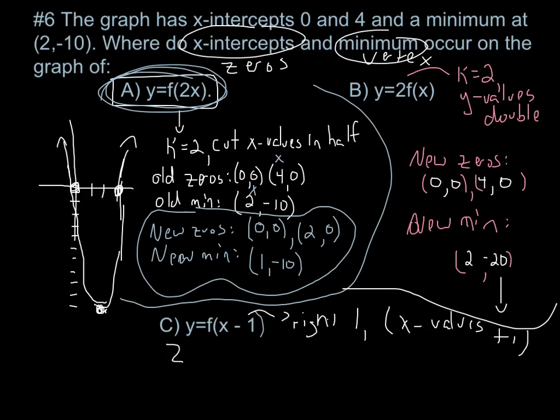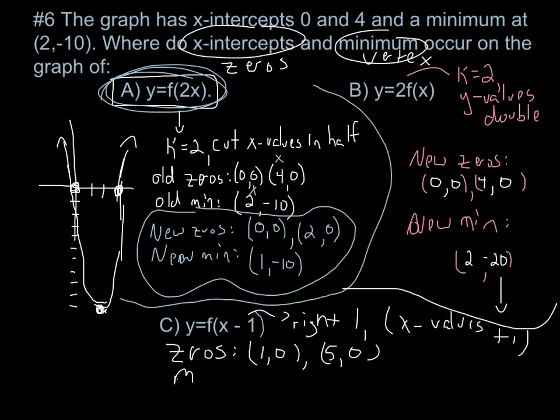All right, so my new zeros, let's figure out what they'll be. Just take the current graph and shift it right 1. Instead of (0, 0), it'll be at (1, 0). Take x equals 0 plus 1. So that's (1, 0). And instead of (4, 0), shift it right 1. Where am I at? Oh, I'm at (5, 0).